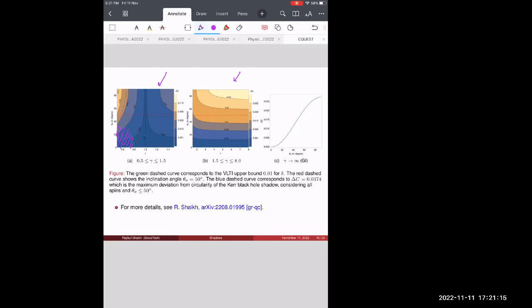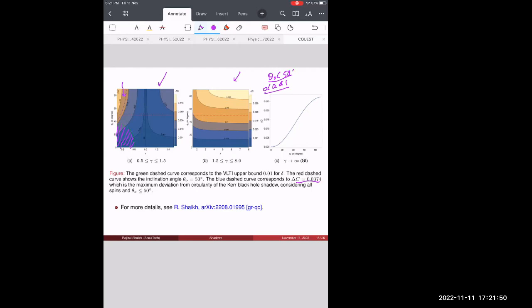And for this green curve, we consider theta naught less than 50 degrees and all spins for the Kerr black hole from 0 to 1, and find delta C for the Kerr black hole. We found that for this inclination angle and this spin range, the maximum deviation from circularity for the Kerr black hole is 0.0374, and this is shown by this green dotted curve.